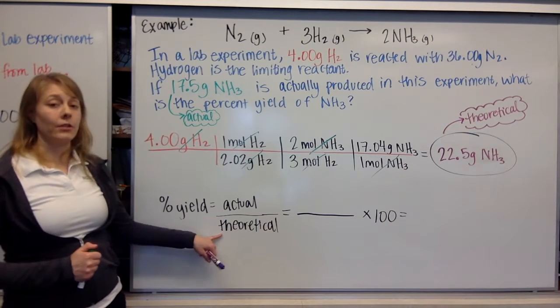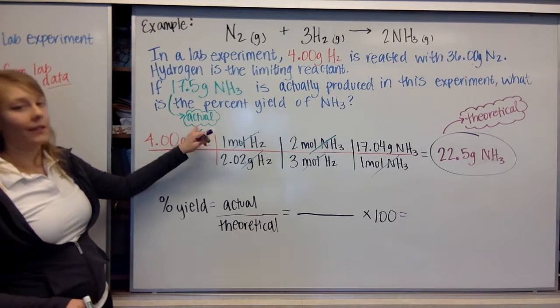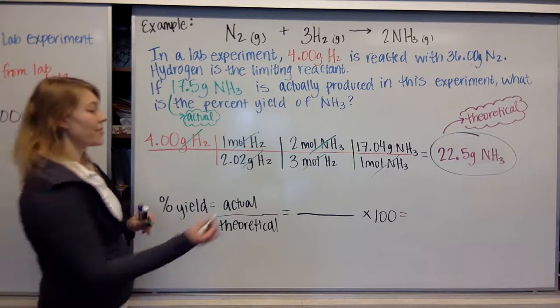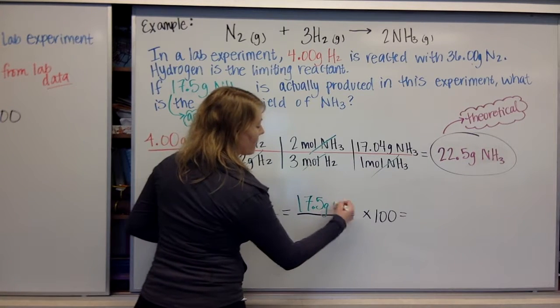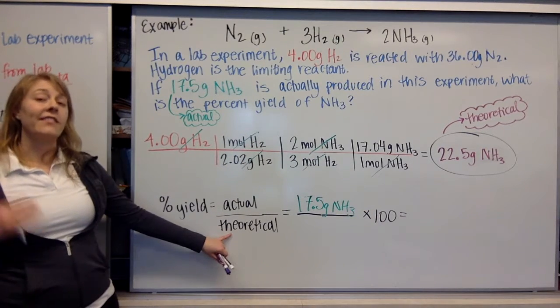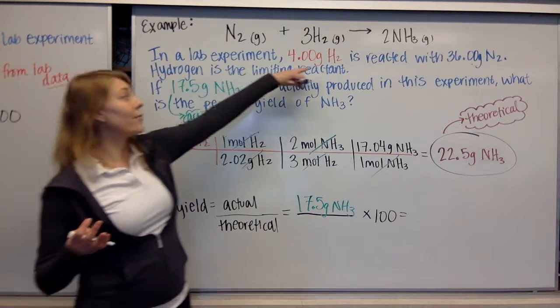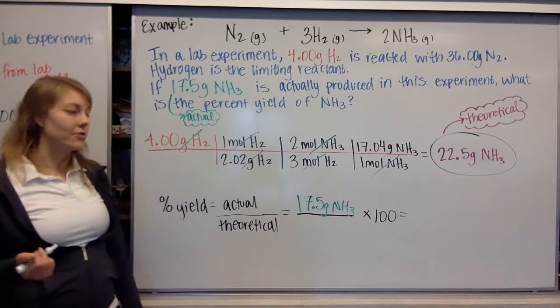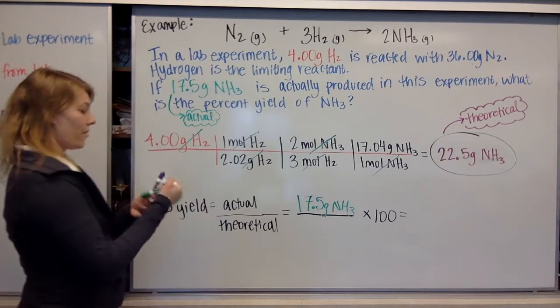Actual over theoretical. Okay? So we just need to look here and see which one is actual. Well, I have it in green. Actual, what we actually produce in the lab, is 17.5 grams of NH3. What is our theoretical yield? This is stoichiometrically what we should have produced, given our reactants, 4 grams of hydrogen and 36 grams of nitrogen. We should have produced 22.5 grams of NH3.